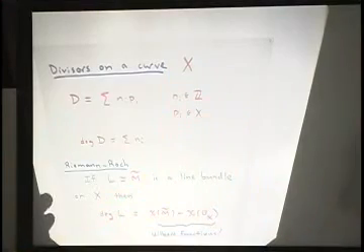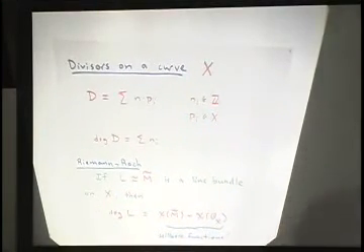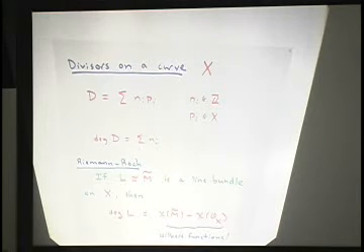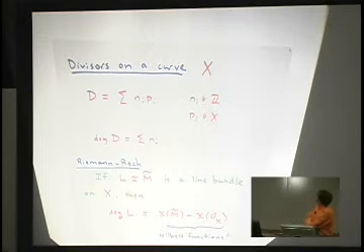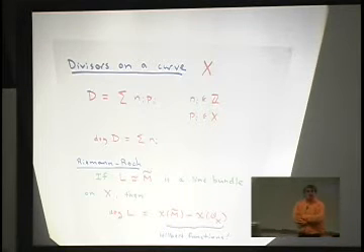How about divisors on a curve? In this case, a divisor on a curve is a very simple kind of concept. It's just the sum of points with various multiplicities, ni. The degree of a divisor is just the sum of the ni's of that. And what about this number? That's the degree of a line bundle.